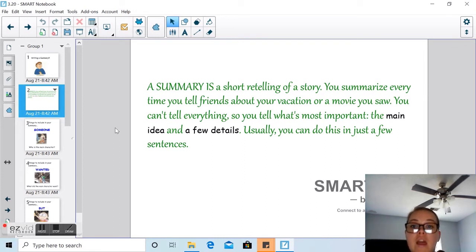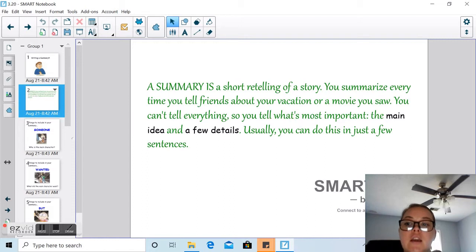We also summarize every time we tell our friends or our family about what we did during the day, about a vacation or a movie we saw. We even summarize to our mom and dad maybe what we learned in school. We don't give them everything in a step-by-step, here's how you do it, just a quick little, oh, I learned how to do 2-step word problems today. And that's a summary. So we can't tell everything that we did, so we're just going to tell what's most important. And that would be the main idea, so what the whole thing is about, and just a few details. We can usually do this in just a few sentences.